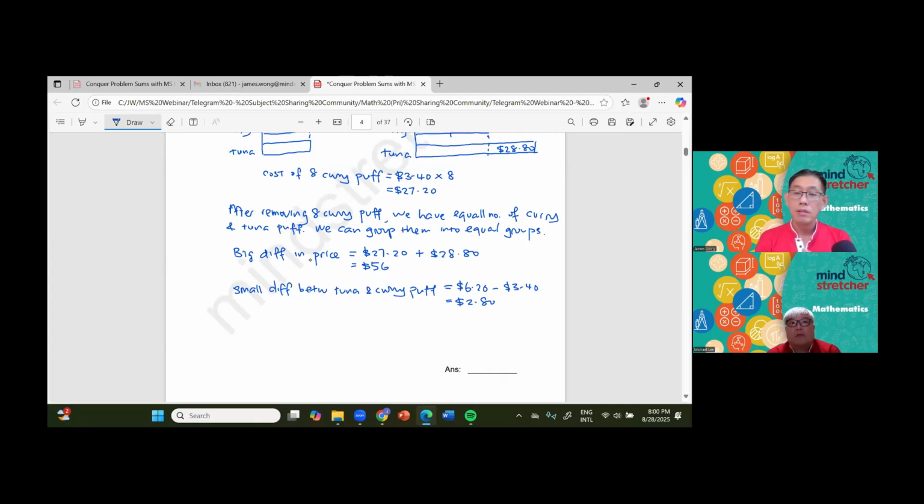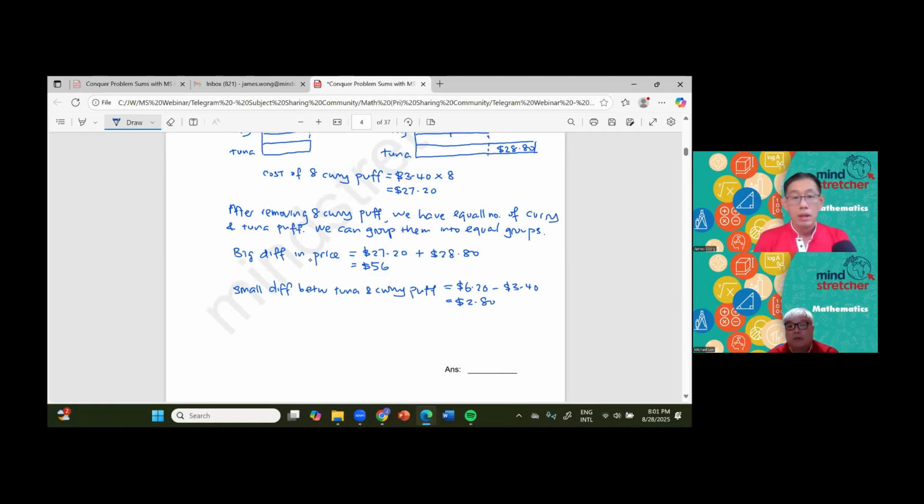Some of you may just remember, oh, I find a big difference, then I take the small difference, and that's it, right? Then I use the method to calculate. But I want you to understand exactly why we are doing this, so that you appreciate and understand the working a bit better, rather than just pure memorization.